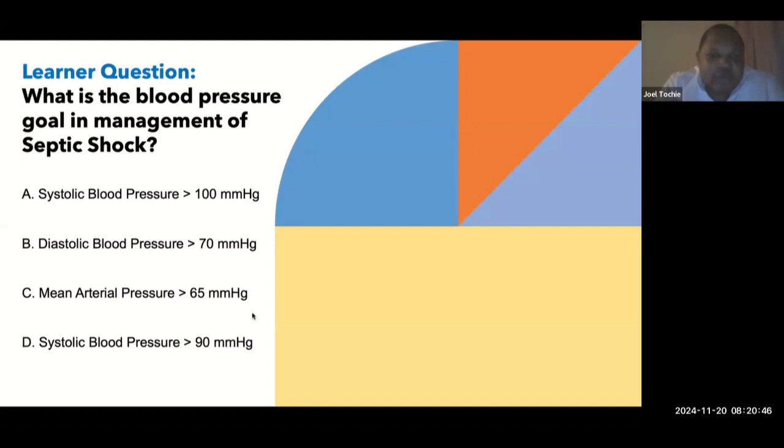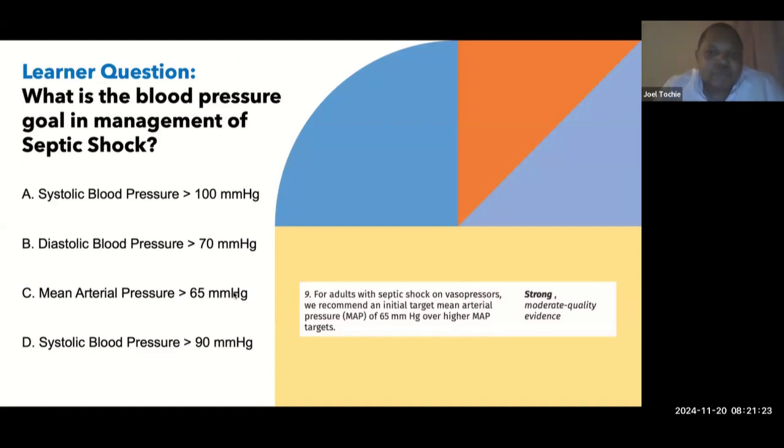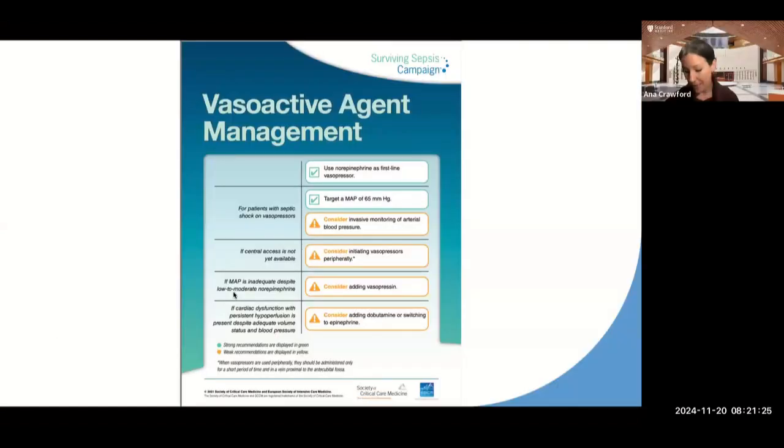I think the poll has already been opened, answered, and closed. So the answer was C, mean arterial pressure greater than 65. Thank you, Anna. It's important to note that the mean arterial blood pressure is often calculated already on most of our monitors in the intensive care unit or emergency unit. But if you don't have these, there are also many calculators available online for you to calculate this directly. Anything to add, Anna? That's great.